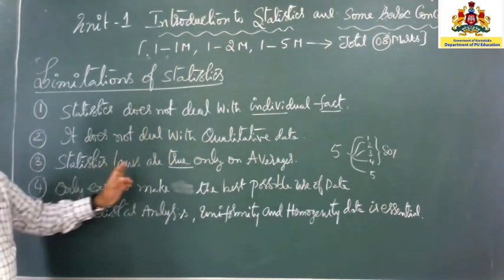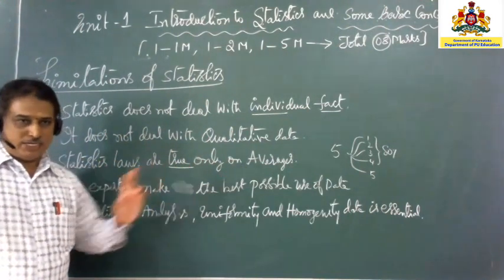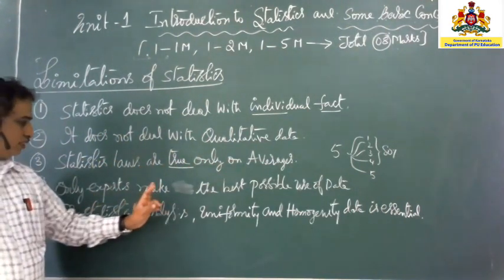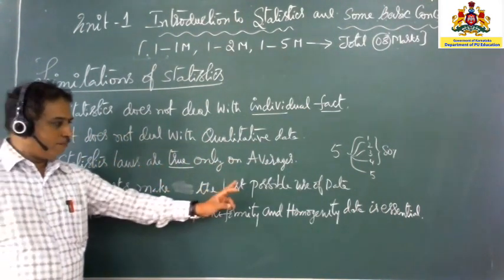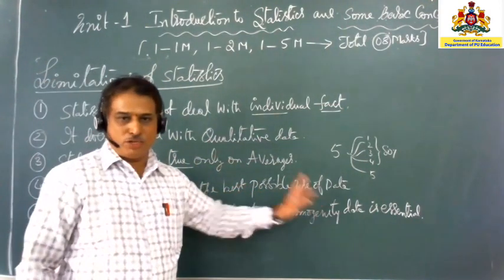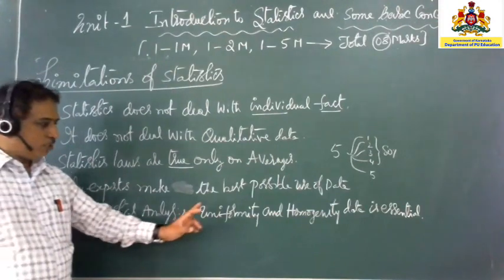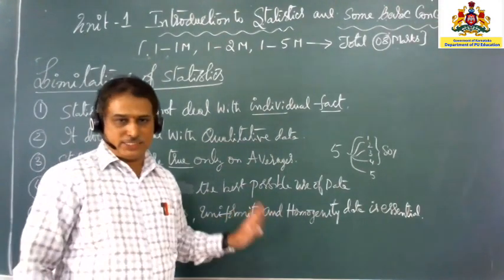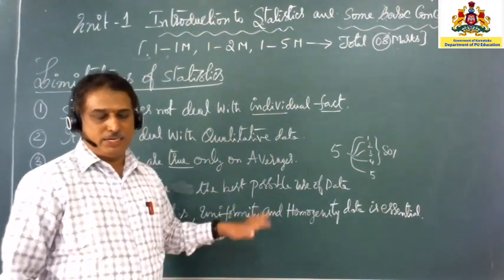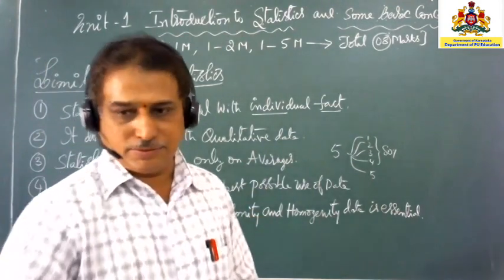Next, statistical laws are true only on averages. Only experts can make the best possible use of data. For statistical analysis, uniformity and homogeneity of data is essential. These are the limitations of statistics.